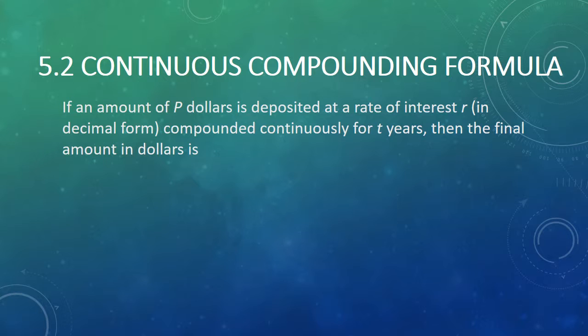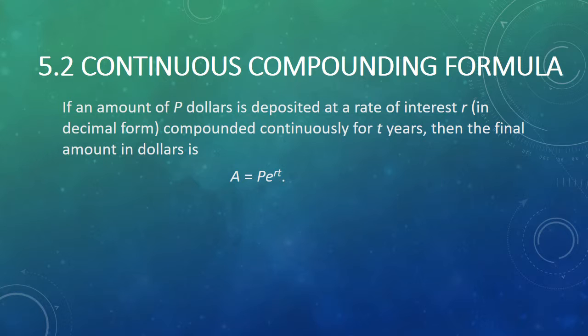Now, we use E in an interesting formula called continuous compounding. If an amount of P dollars is deposited at a rate of interest R and is compounded continuously for T years, then the final amount in dollars is A equals P times E to the RT.